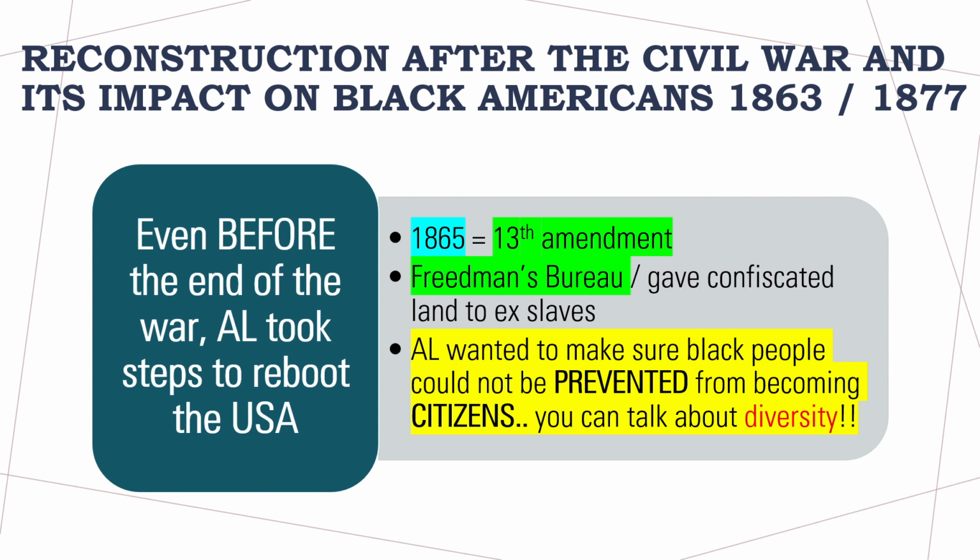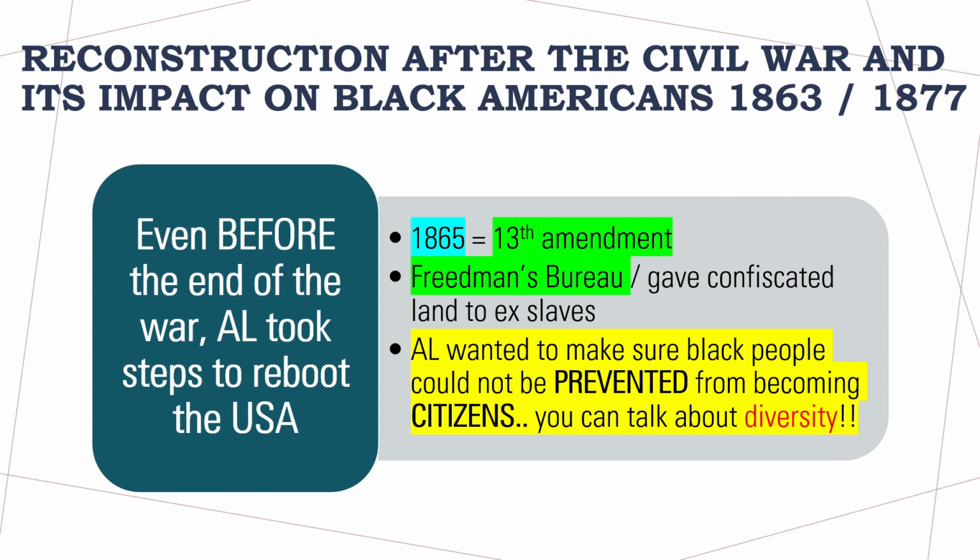So, without further ado, before the end of the war, Abraham Lincoln took steps to reboot the USA to make it fit for ex-enslaved people. In 1865, he passed the 13th Amendment, which freed slaves in the South. He then started the Freedmen's Bureau, which was a charity for black people. It gave confiscated land to ex-slaves, it gave them more agency and power.